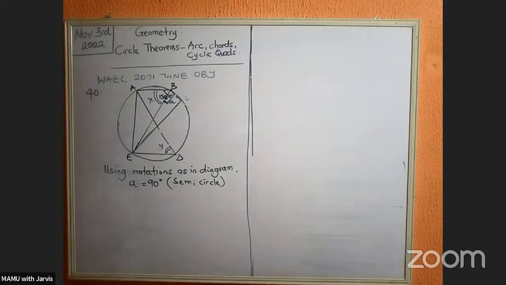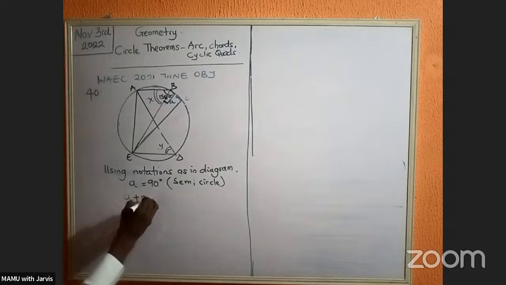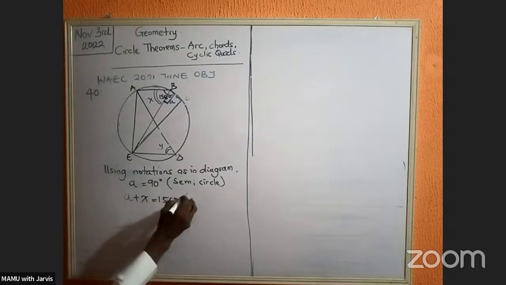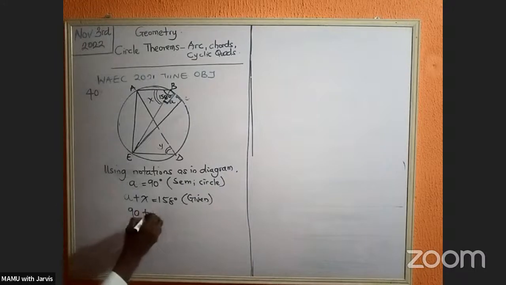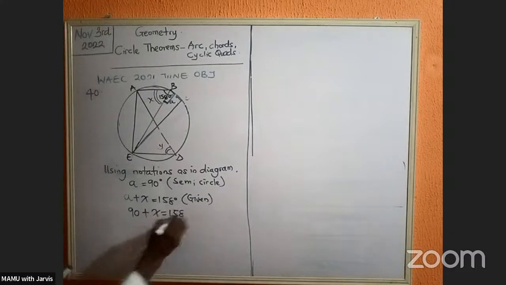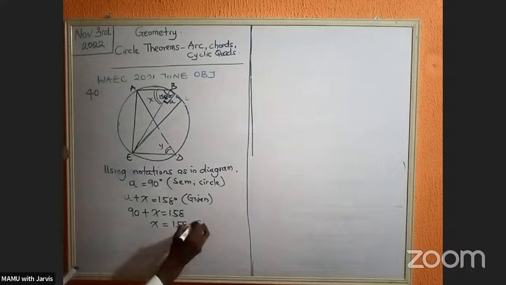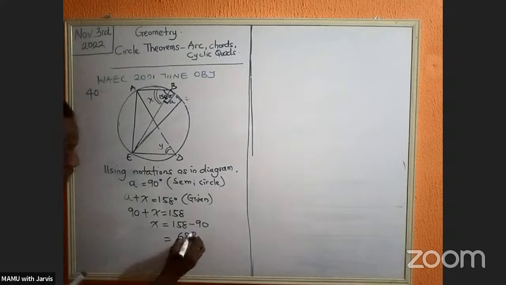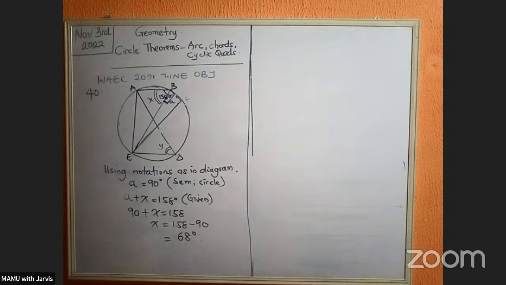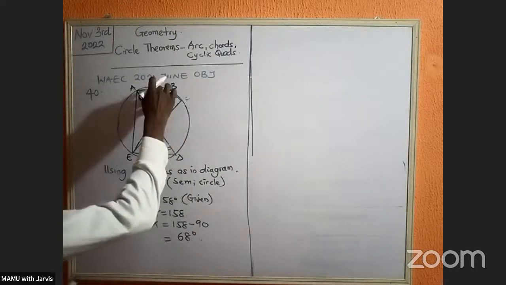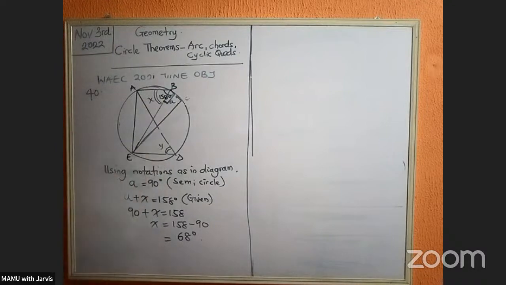So A is equal to what? 90 degrees. So if that is settled, I can say that A plus X is equal to 158. It's given, I don't need to calculate that. So 90 plus X will be equal to 158, and X will be equal to 158 minus 90. If you do your maths very well, you're going to get 68 degrees. So this angle X will be 68 degrees.